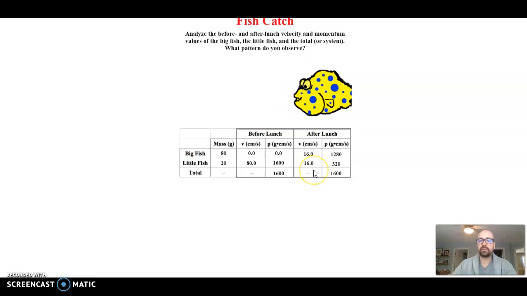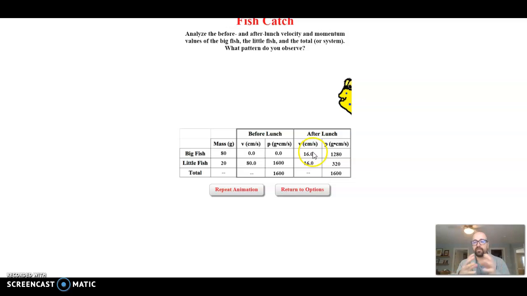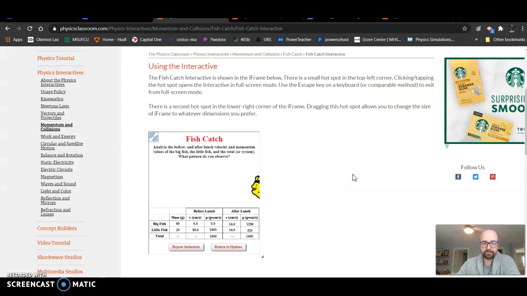What's important for you to realize is a couple of things. One, the velocity of both fish is the same because they're together. It's like an inelastic collision that we did. Even more importantly, you see the total momentum before is equal to the total momentum after. And that had to do with the bigger concept of momentum conservation.